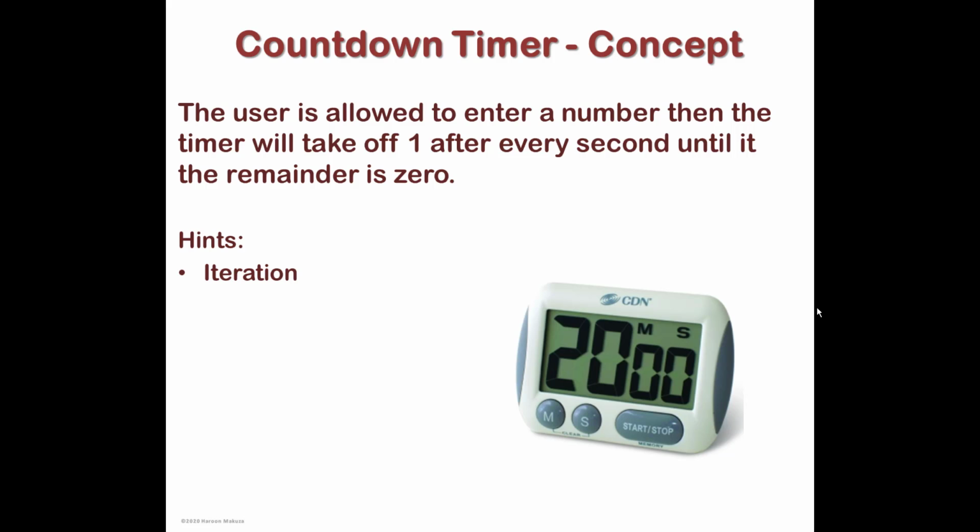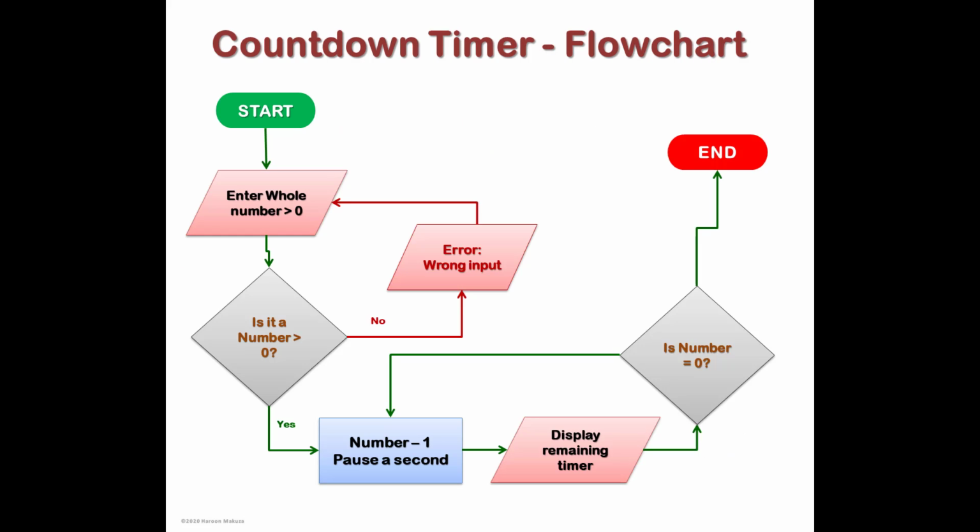Now this one here for our third part is about a countdown timer. The user is allowed to enter a number, then the timer will take off 1 after every second until the remainder is 0. So this timer uses iterations. Here's our flowchart.